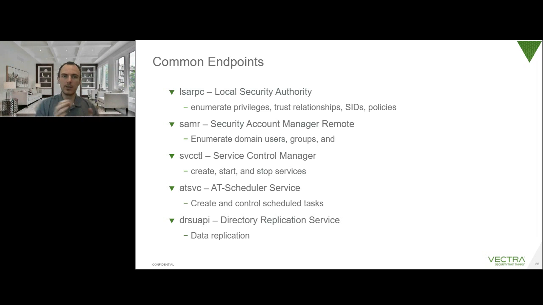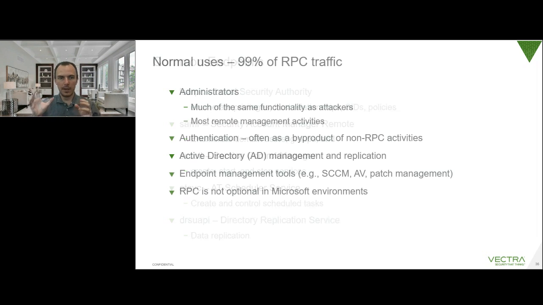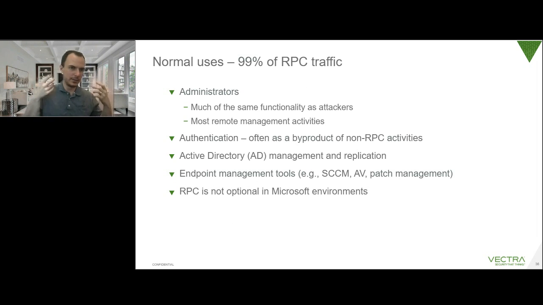And then DRSUAPI, so Directory Replication Services. Most predominantly you're seeing this with domain controllers, but this is data replication, and we'll talk about where this is important in a little bit. Now, the key thing to remember here: like I just laid out, several very common endpoints, and if you think from an attacker perspective, that's a lot of really good information. The problem is like 99% of the traffic and usage of requests to pull that information or run those functions is normal.